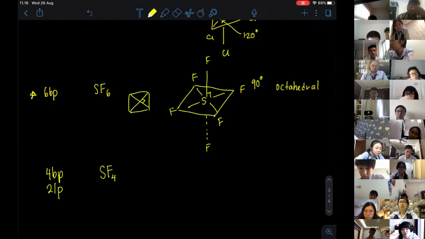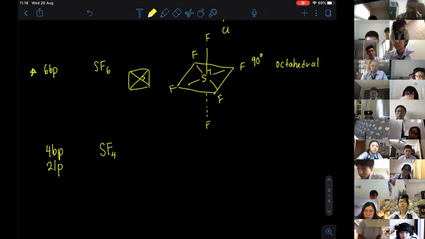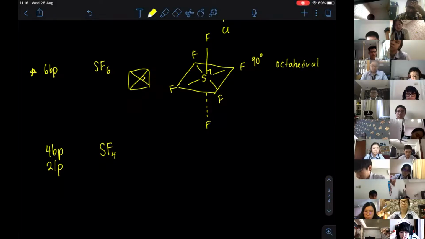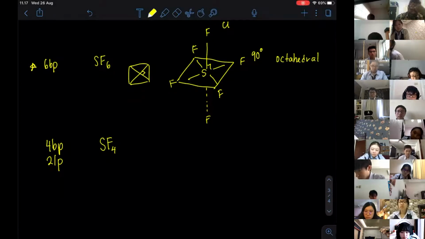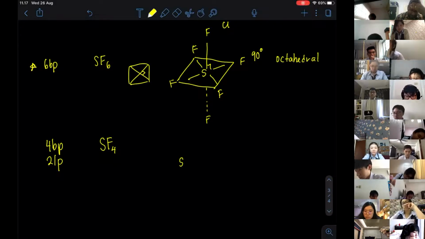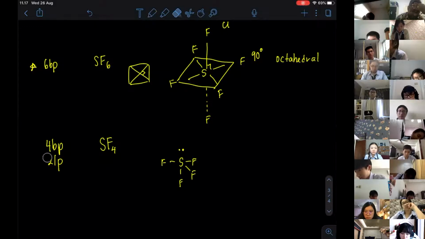Yeah. Okay, in this case, let's see SF4. How many bonding pair? Here sulfur is group 6. So if you have 6 electrons and then 4, it means that there is 1 lone pair and then 4 bonding pair. Okay, in this case, I'm going to erase this part.